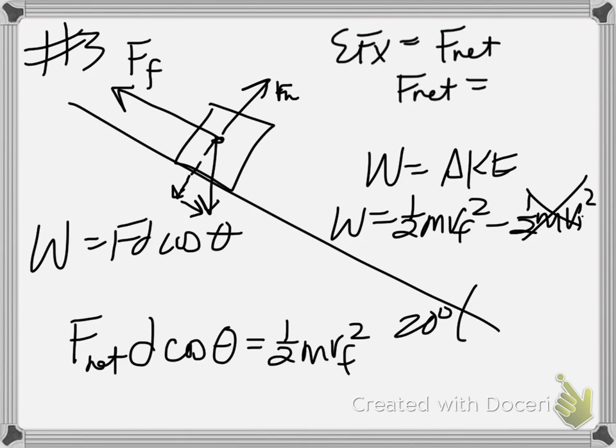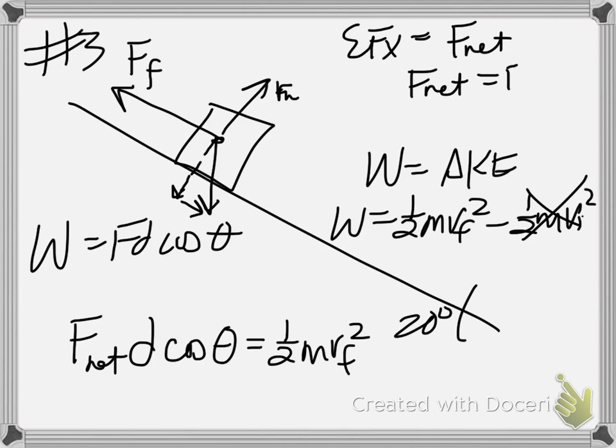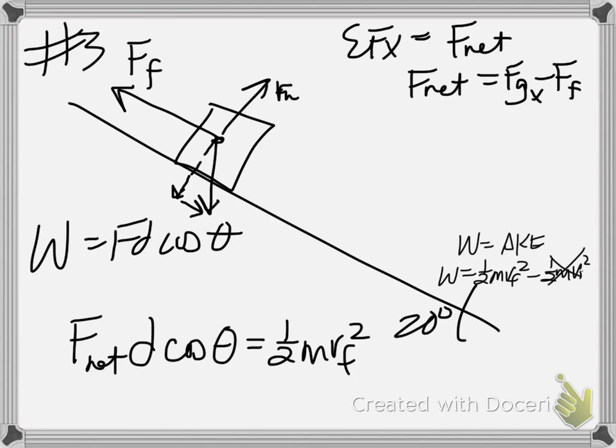So, sum of forces on the x is the net force. Net force equals the force of gravity on the x minus the frictional force. Obviously it's kinetic, but they're just saying frictional force, so we'll go with that. We don't need the normal force, actually. How do we find the force of gravity on the x? Yep. So F net equals mass gravity sine theta minus frictional force.